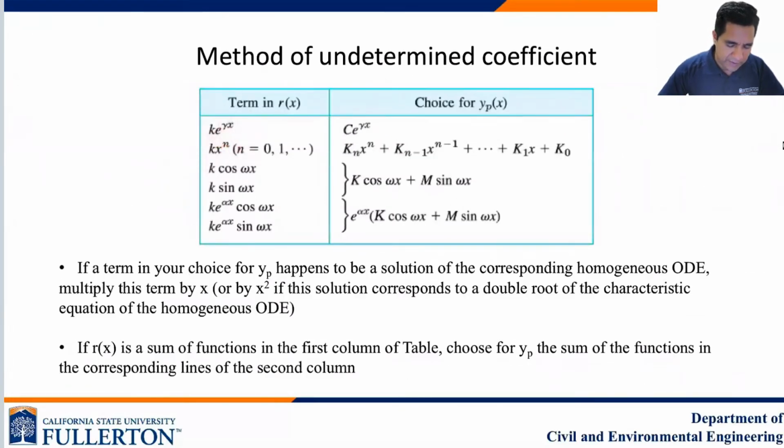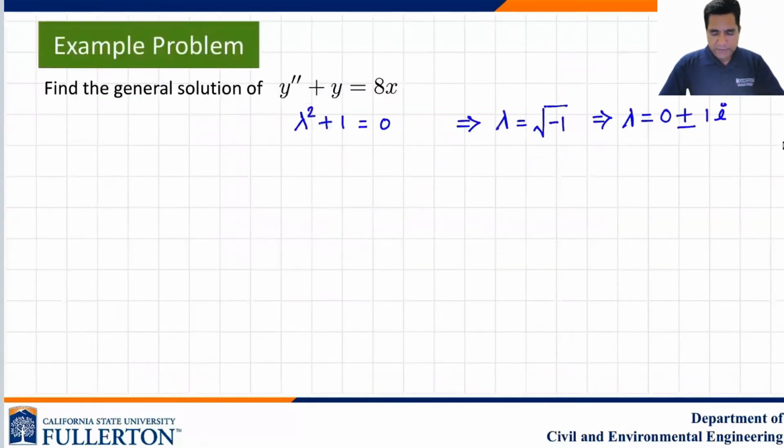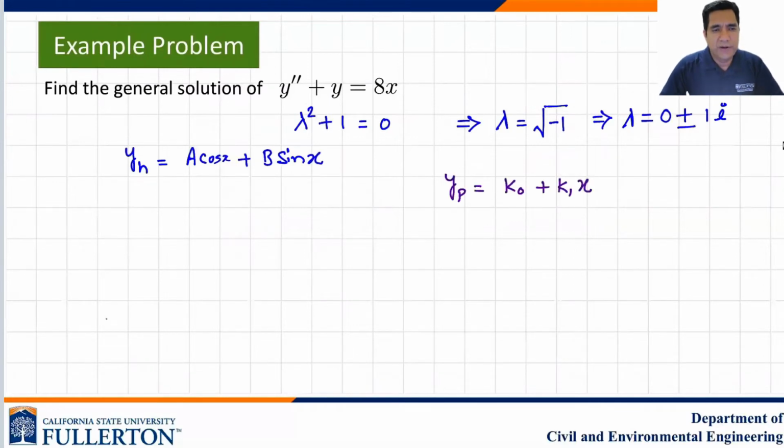What we see is this is of the form kx to the power n. k happens to be 8, n happens to be 0. So we are going to have k0 plus k1x. And again, that would be the only two terms. If it was kx squared, then we would have more terms, an additional k2x squared and so forth. So now y_p is going to be of this form, k0 plus k1x.